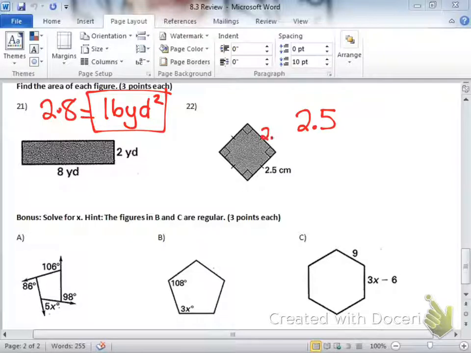Basically, he said, well, it's length times width, so you'd multiply that number twice. In math, we call that squaring something. Anytime you're finding the area of a square, you just take the side length and you square it, which is just 2.5 times 2.5. Does anyone know what 2.5 times 2.5 is?